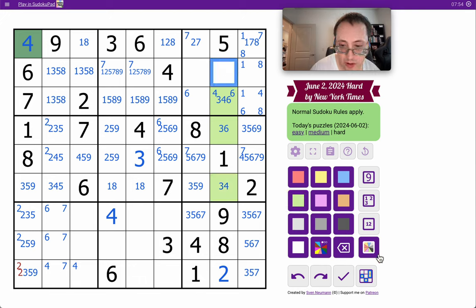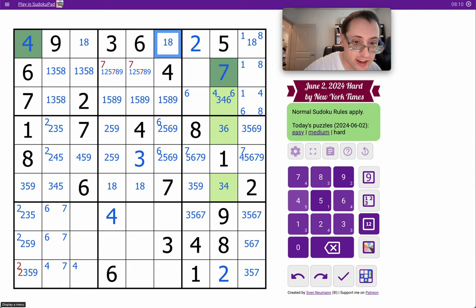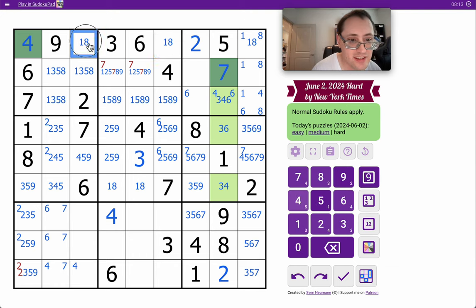That forces that one to be a 7, I believe. Therefore, this is not 7. Neither is that, but that places the 2. That's not 7. Oh, look, there's another 1 or 8. Okay, how do I have 3 1, 8 pairs in row 1? That does not make sense. Okay, I made a mistake somewhere.